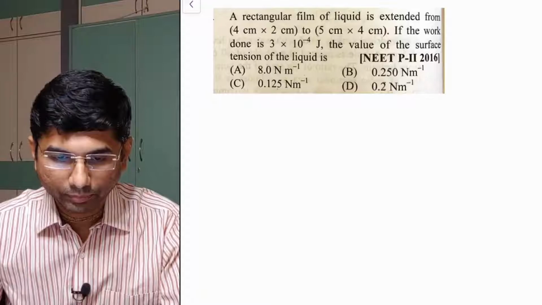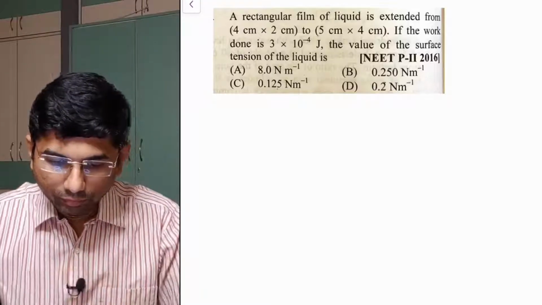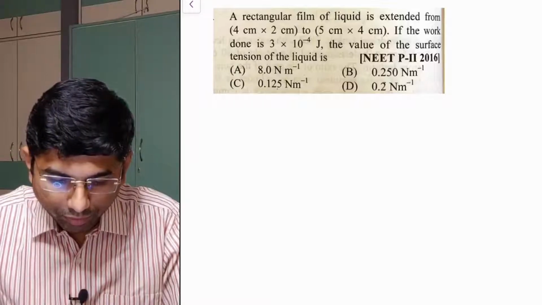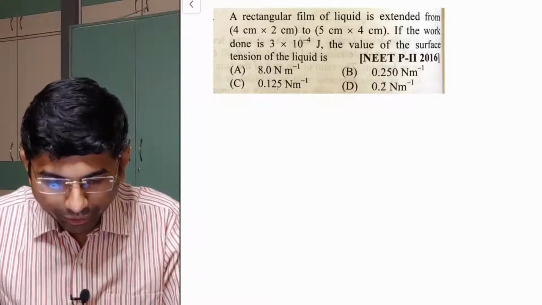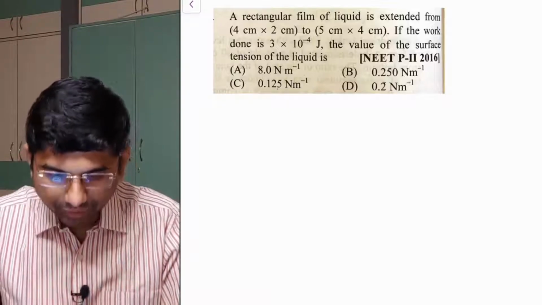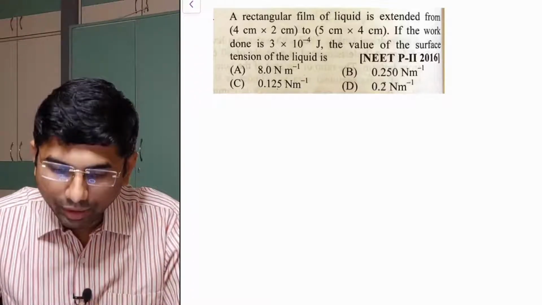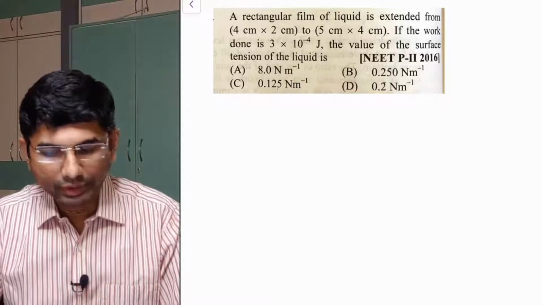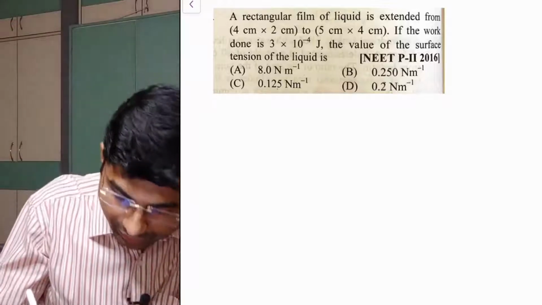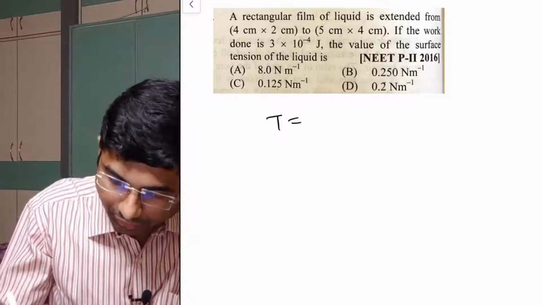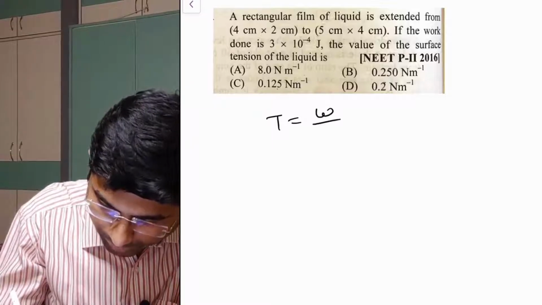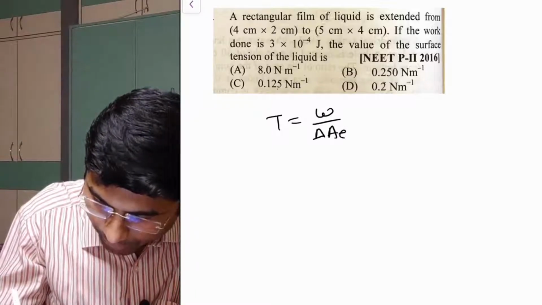Okay, a rectangular film of liquid is extended from 4 cm by 2 cm to 5 cm by 4 cm. If the work done is 3 into 10 to the power minus 4 joule, the value of the surface tension of the liquid is. Again, a very simple question: the value of surface tension is being asked. Tension is equal to work done upon change in area, effective change in area.